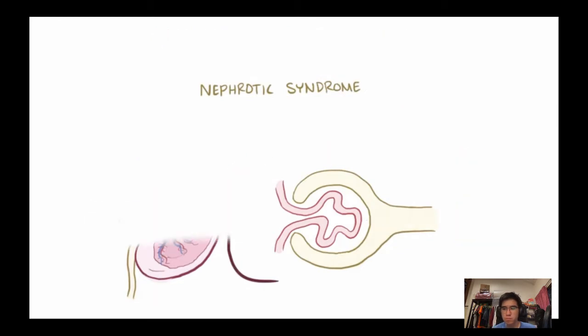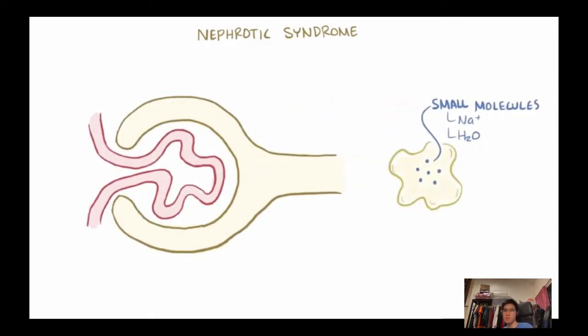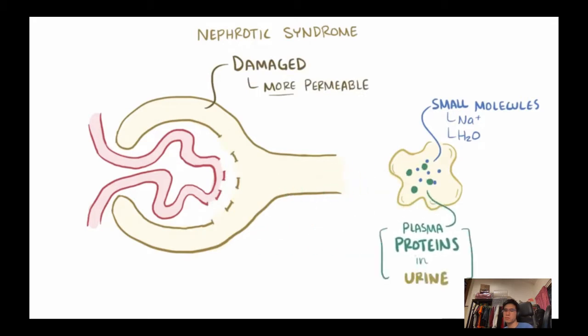But what exactly is nephrotic syndrome? Well, usually the glomerulus only lets small molecules, like sodium and water, move from the blood into the kidney nephron, where it eventually makes its way into the urine. But with nephrotic syndromes, the glomeruli are damaged and become more permeable. So they start letting plasma proteins come across from the blood to the nephron and then into the urine, which causes proteinuria, typically greater than 3.5 grams per day.